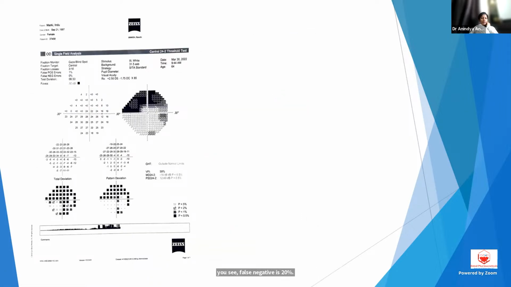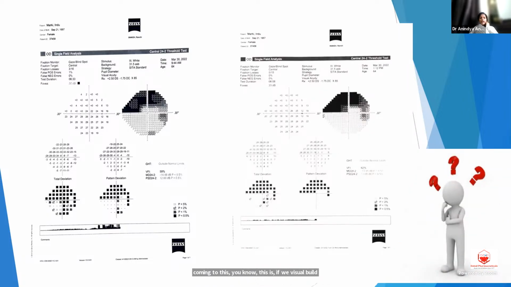Now coming to this, this is the visual field of one patient, the first visual field. Then comes the second visual field, of the same right eye, of the same patient. So what is your interpretation in this case? Anybody can answer.